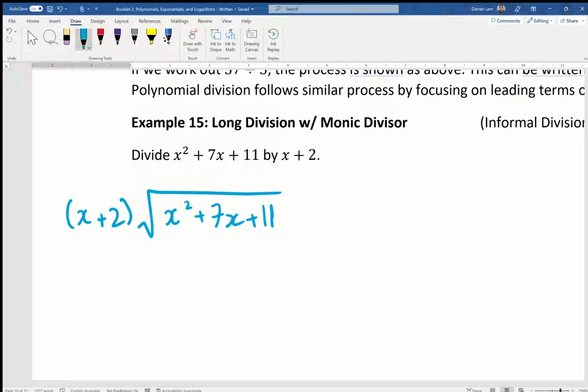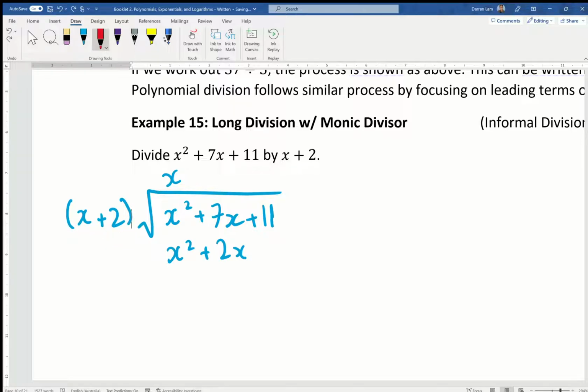Alright, so I need to think, what value do I multiply x plus 2, or let's focus on the first term actually, x by, in order to get x squared? Of course, I have to multiply x by x to get x squared, so I multiply that by x. I multiply everything in my divisor by x, so x squared plus 2x. I've just multiplied x by x and 2 by x, my apologies.